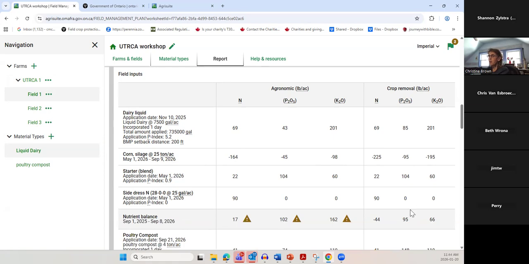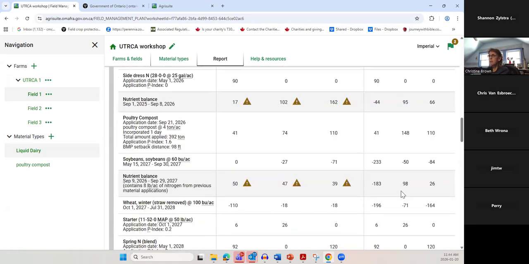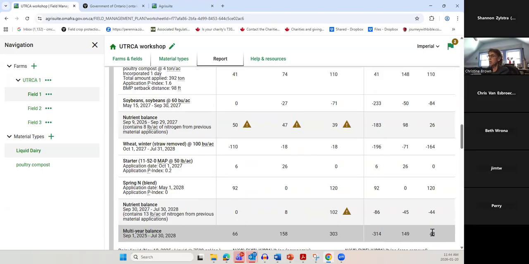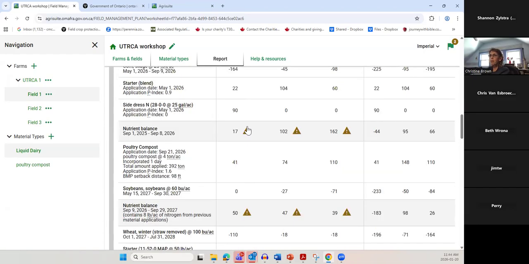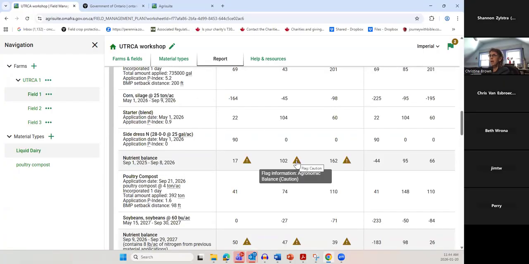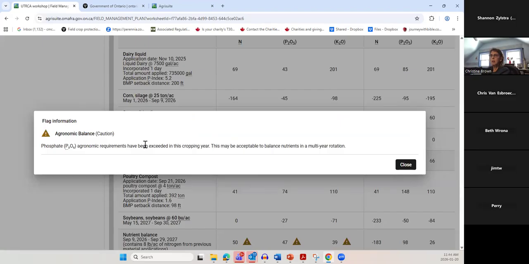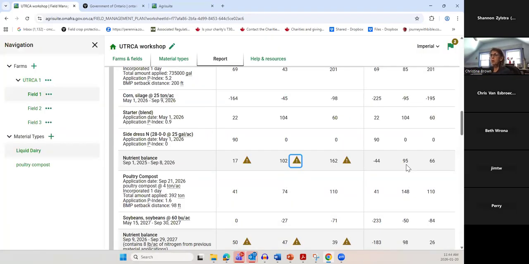So it gives me my nutrient balance for each year, for the soybeans, for the wheat, and then it gives me my multi-year balance. When I look at some of the flags, this is going to tell me that I used more than what the crop needs for the one crop in that cropping year. But if I'm looking at multi-year balances and trying to build soil test, and trying to apply the manure using 4R principles, then incorporating it as quickly as possible, utilizing those materials in crop is going to be beneficial from an environmental perspective.